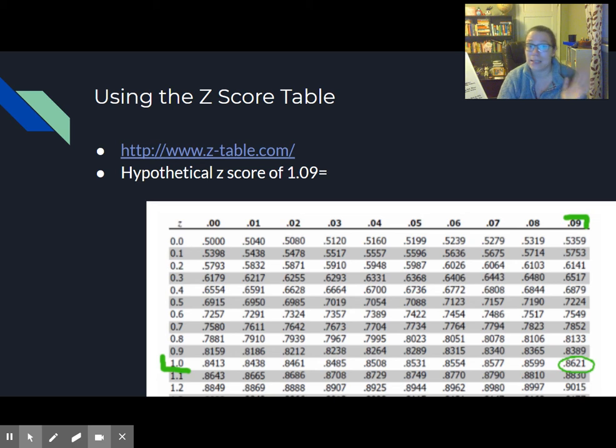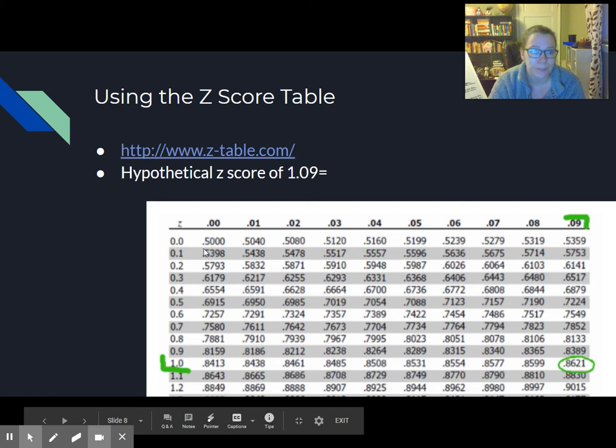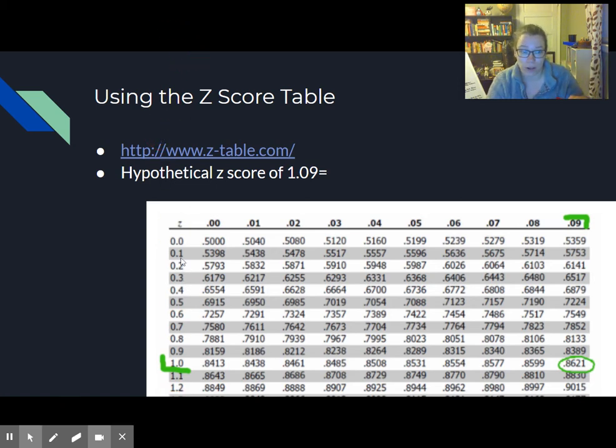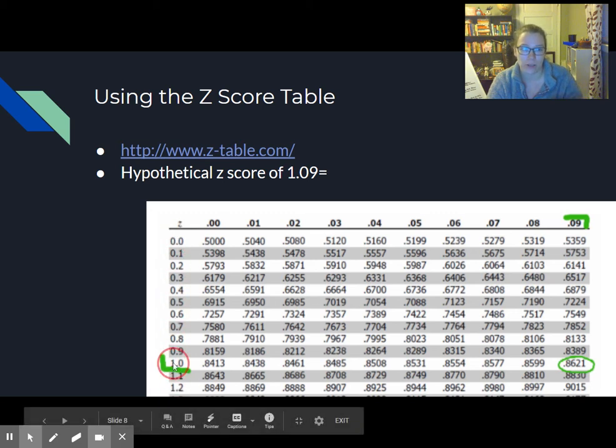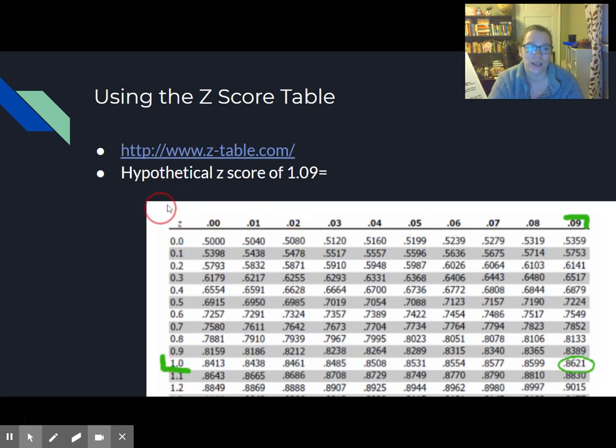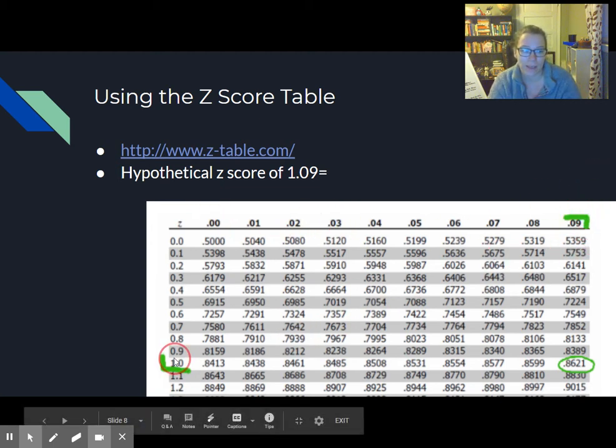So z-table.com. This example is looking at a z-score of 1.09. You do your calculations, you get a z-score of 1.09. First you're going to go to the left side of this column, where you see z. It says 0.0, 0.1, 0.2, and it keeps going on. You'll see it when you get to the website. So the first thing you want to do is find the first part of your z-score. If my z-score is 1.09, I am going to look for 1.0. Then if we go up to the top, this is going to be our hundredth decimal place. So then I'm going to look for 0.09 because that is 1.09.